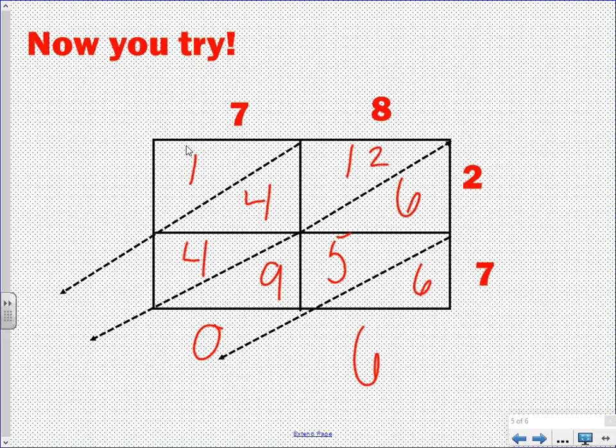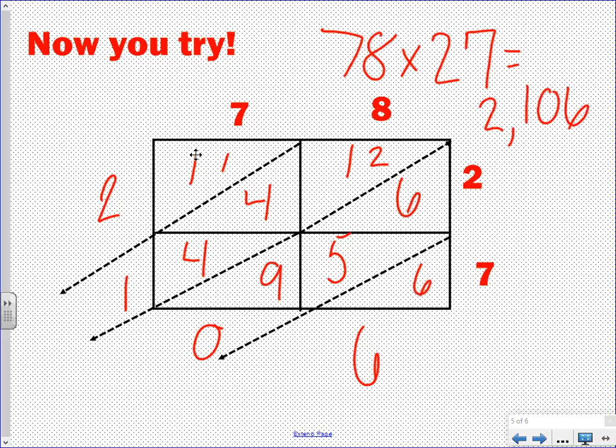2 plus 1 is going to give me 3. 3 plus 4 is going to give me 7. 7 plus 4 is going to give me, that's right, 11. I have my 1 plus 1, and I'm going to get a 2. So 78 times 27 is going to give me 2,106. Lattice multiplication is a great way to keep our thoughts organized and on paper.